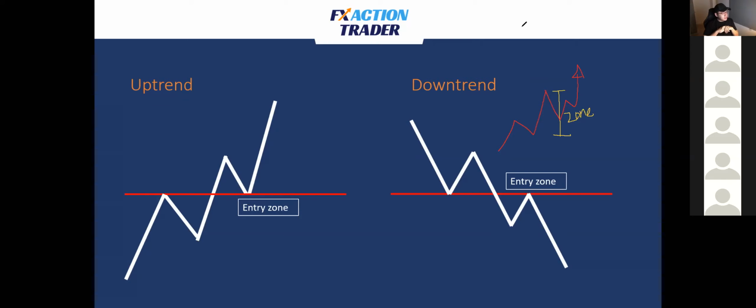Okay, Andy is asking what if there is no pullback after a break up or down. I will explain this with trend line later on. This is how we stack up confluences. All right, so the next slide. Let me clear this.